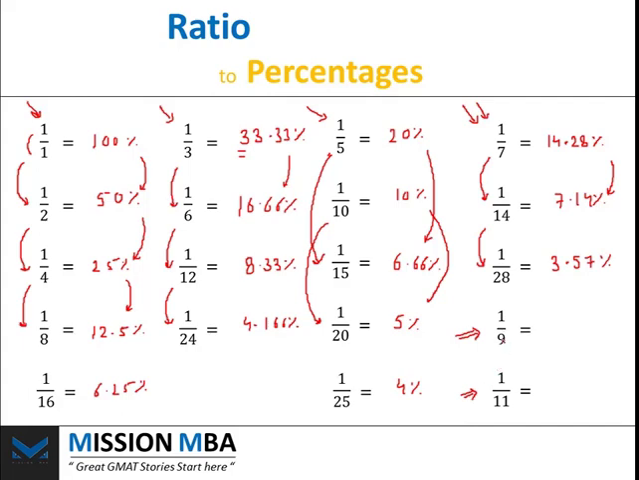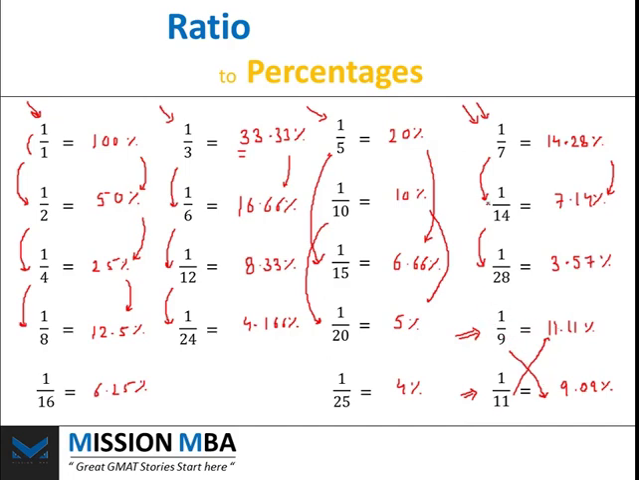Now guys, these two are also very important and they occur in pair. See, 1 by 9, it's gonna take 11 and become 11.11%. Right, so this 11 goes over here. And 1 by 11, this takes 9 from here and it becomes 9.09%. Again, easy to remember. 1 by 9 from here, 1 by 11 from here.